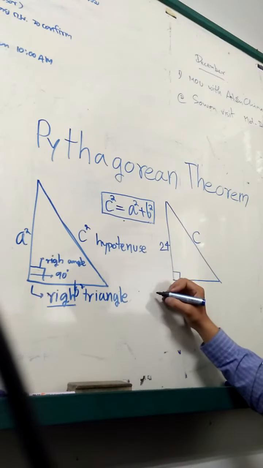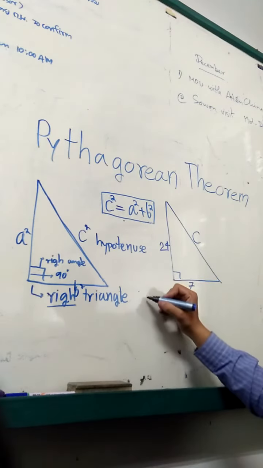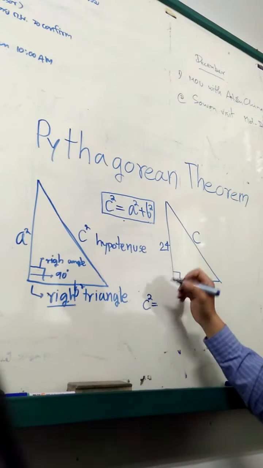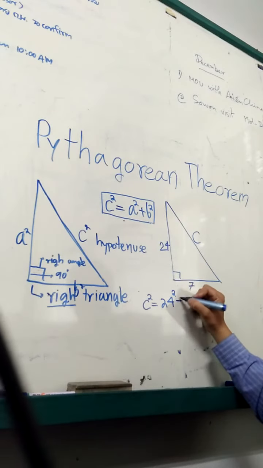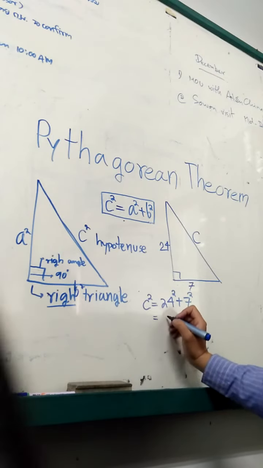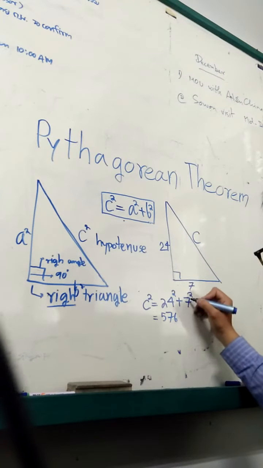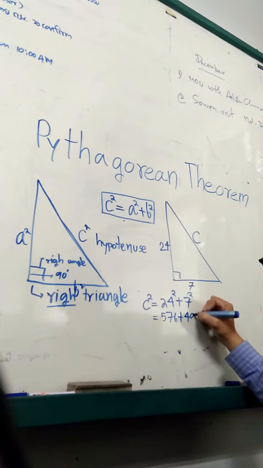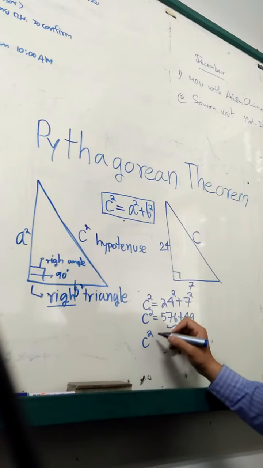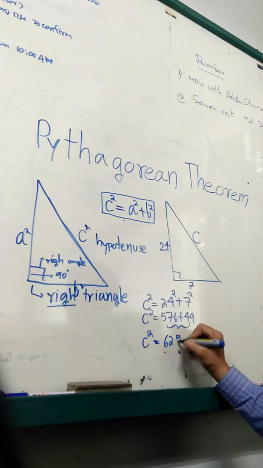Okay? So according to this equation, we're gonna write the new equation here. C square equal 24 square plus 7 square. Okay. So 24 square equal 576. 7 square equal 49. So we sum up. C square equal 625. Right.